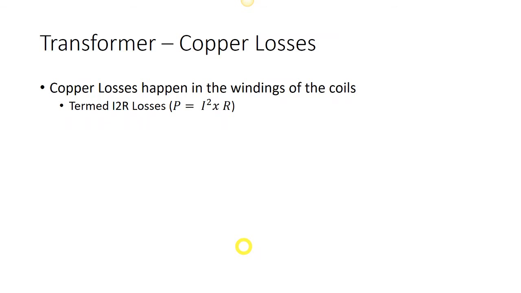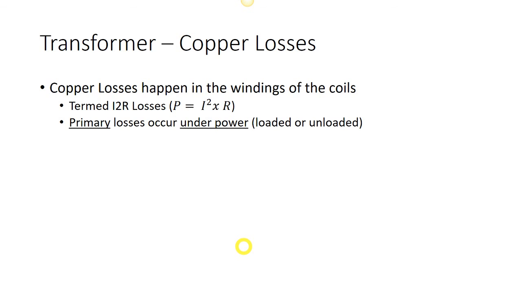Those are primarily going to be in the form of heat. A transformer gets hot, that is watts that we're losing, and those are those I squared R losses. Primary losses occur under power. As soon as you hook a transformer to power, you're going to have losses. You may not actually be transferring anything to the load. If there's an open switch on the secondary side, you're not going to have any secondary losses because there's no current flow. But you will have primary losses as soon as you plug it in.